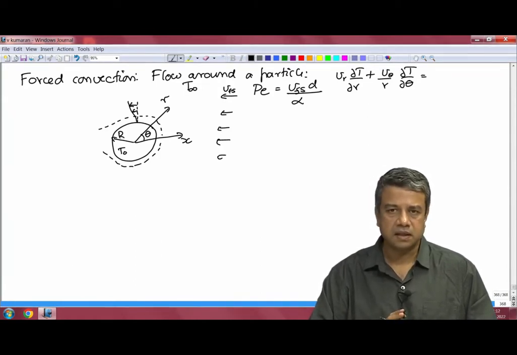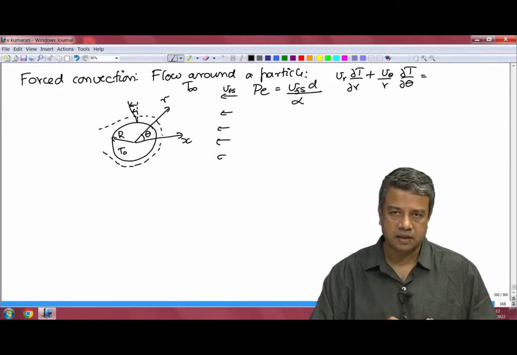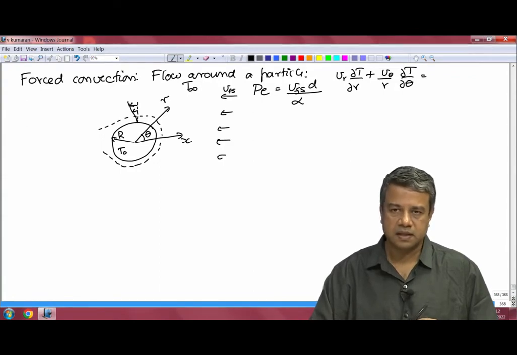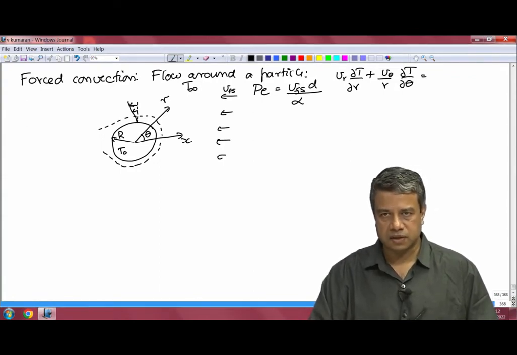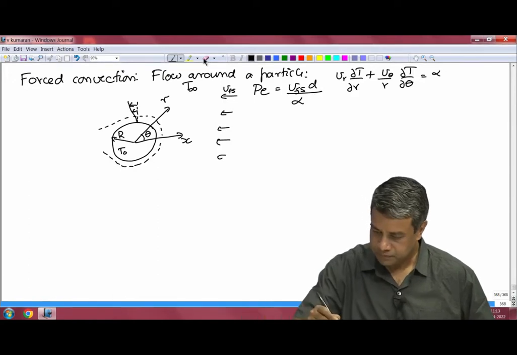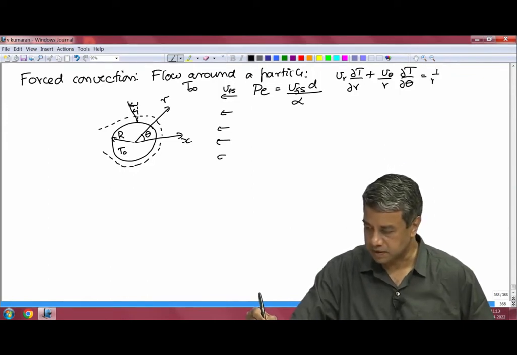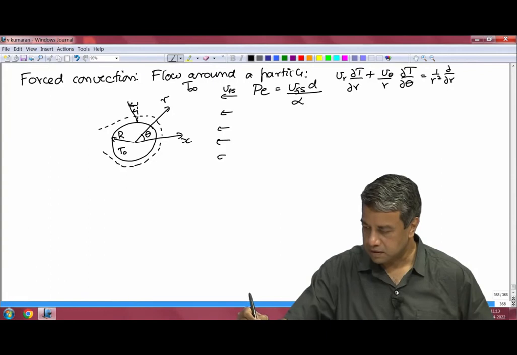In the last lecture, I had justified that streamwise diffusion can be neglected in comparison to cross stream diffusion in this case, where the thickness of the boundary layer is much smaller than the particle radius. You can neglect streamwise diffusion in comparison to cross stream diffusion, and there is a balance between convection and cross stream diffusion. So, therefore, this just becomes alpha. In a spherical coordinate system, there is only cross stream diffusion in the r direction. So, this is 1 by r square d by dr of r square partial T by partial r.